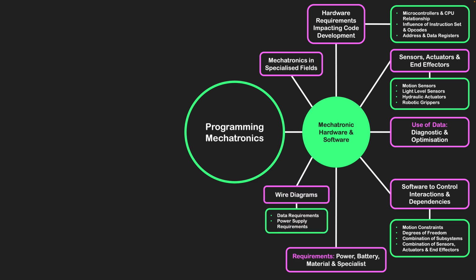All right, and then we can also represent these systems with what's known as wire diagrams. And these can be used to represent specific data requirements, showing how data relates to each other and its pathways through a system. And then power supply requirements as well, showing how energy is managed within the system there.